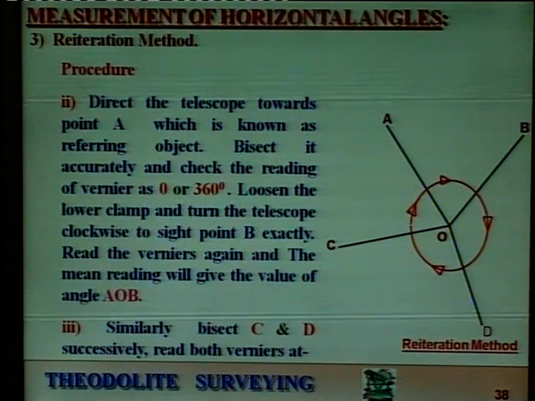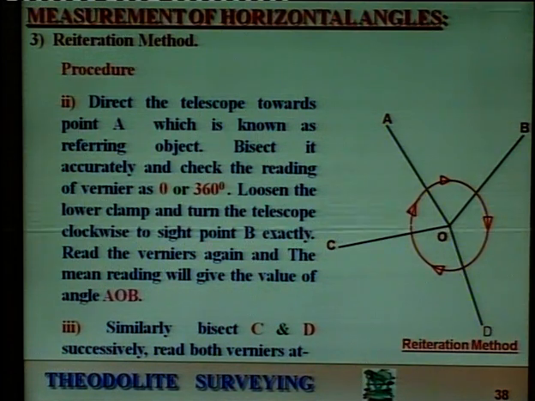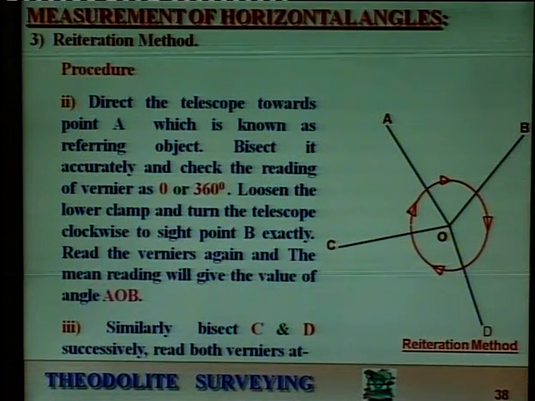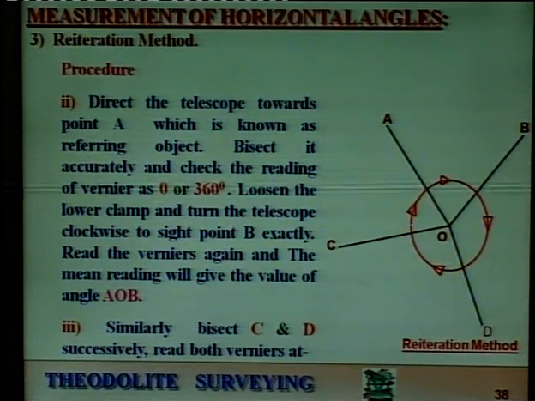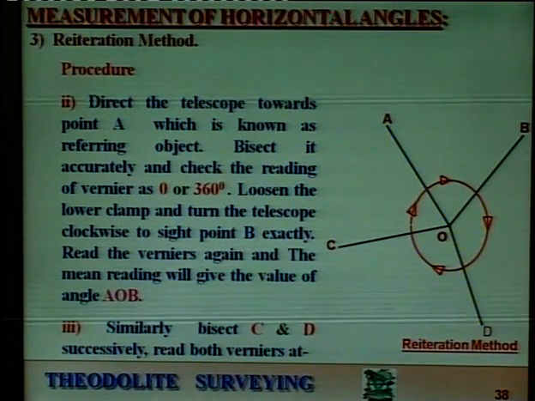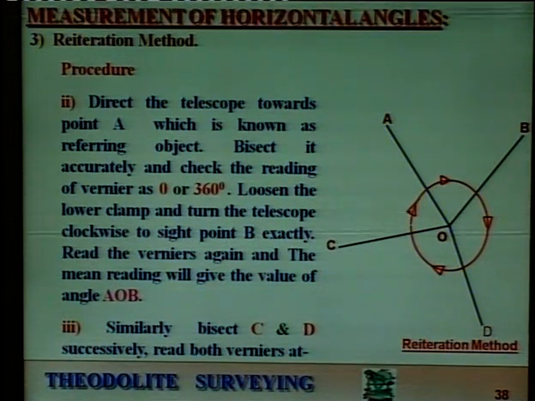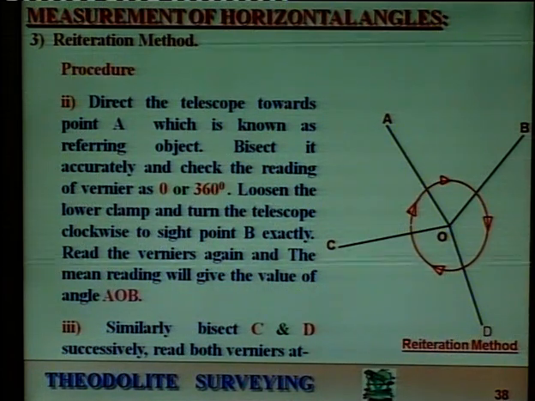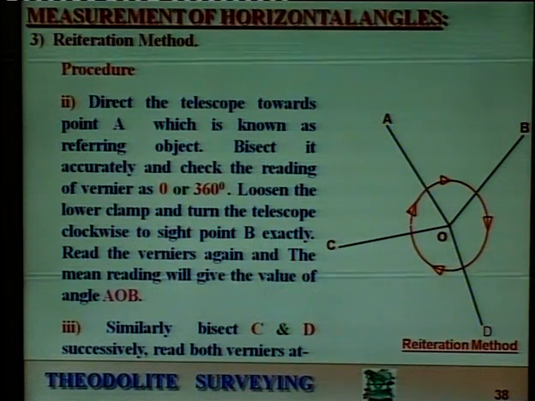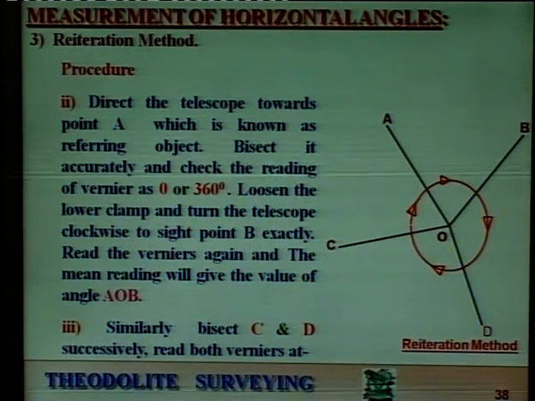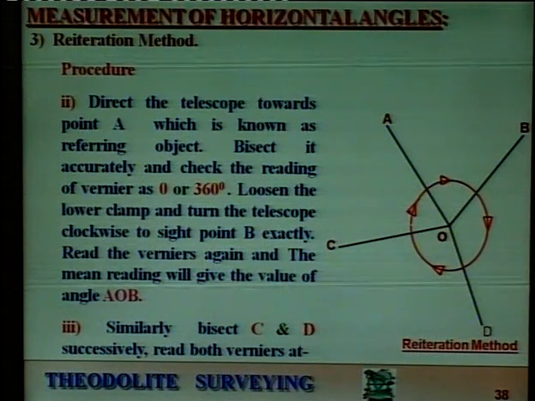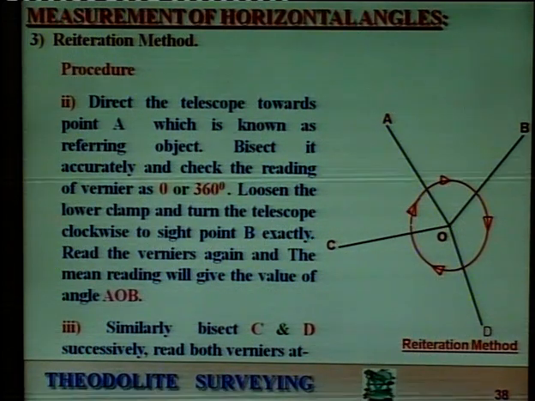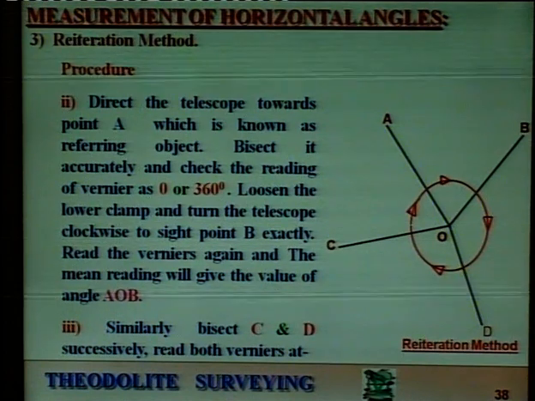Loosen the lower clamp for the left hand side object and turn the telescope clockwise to sight point B exactly. Read the vernier, and the mean reading will give the value of angle AOB, that is, we have now measured angle AOB. Similarly, we can measure angles BOC, COD, and so on. That completes one complete revolution. So, the reading at A should be as it was at the start of the work, that is 0 degree.